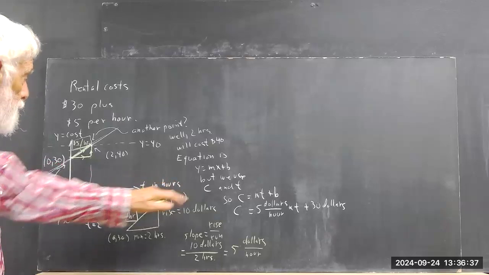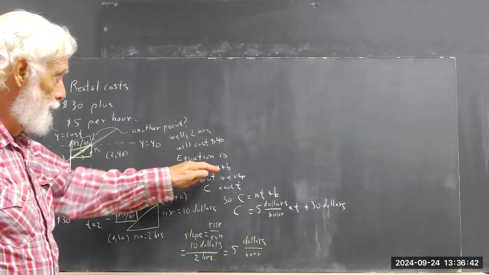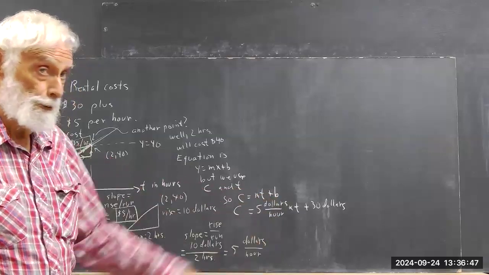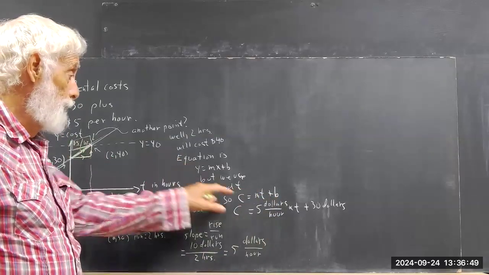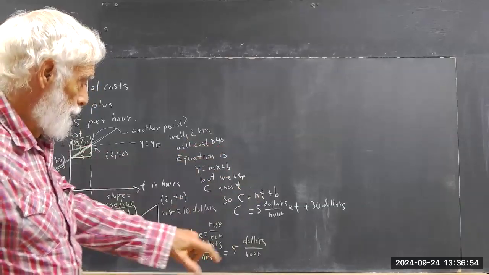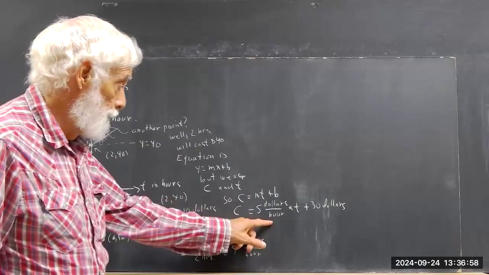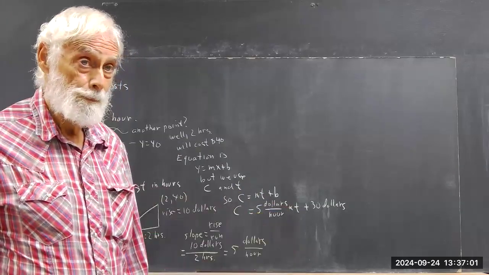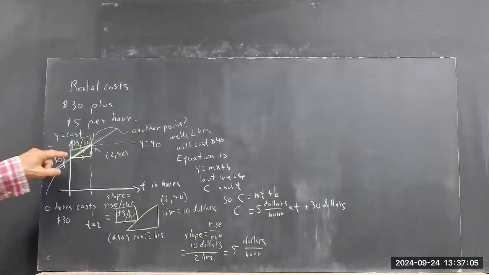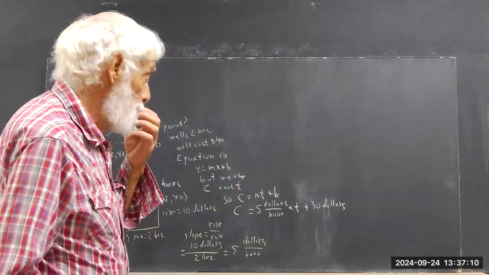Got to use c for the cost, t for the time. So instead of y and x, I'm going to use c and t. So I'd write c equals mt plus b, just replacing y by c, x by t, and give it more meaning. So the cost then is the slope times t. The slope is $5 per hour. Multiply that by 2. And then you add your y-intercept, which is right there. It's 30, meaning $30. So I'm going to put the dollars in.